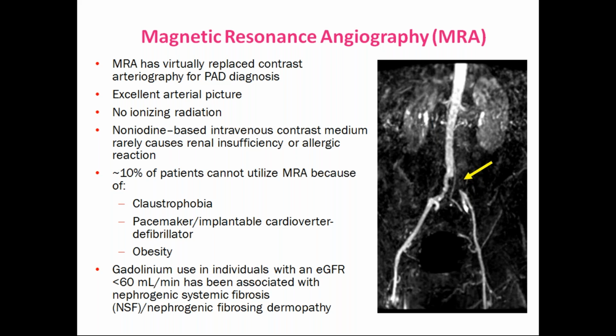So 10% of patients cannot undergo MRI because if they enter the MRI facility, they will be claustrophobic, and if they have any pacemaker, it is contraindicated. In case of obesity also, it is not commonly used. So gadolinium used in individuals with an eGFR less than 60 ml per minute has been associated with nephrogenic systemic fibrosis and nephrogenic fibrosing dermopathy.